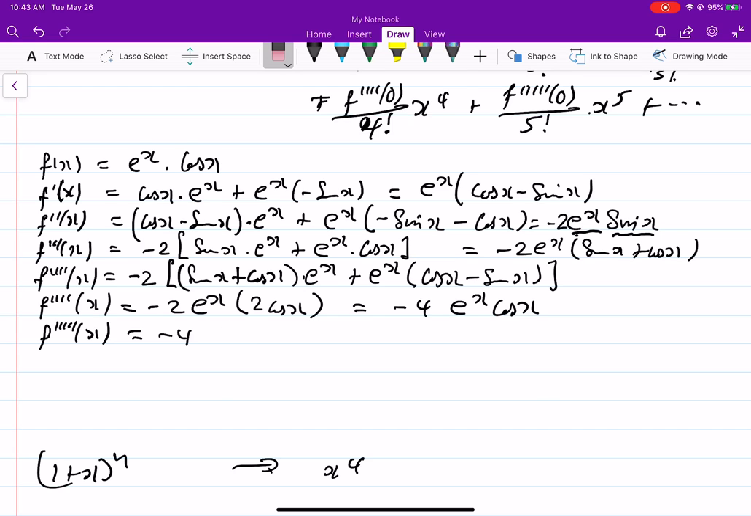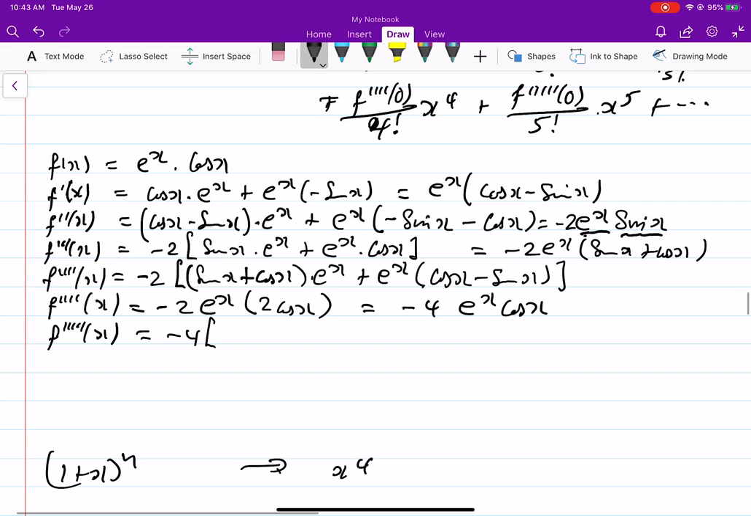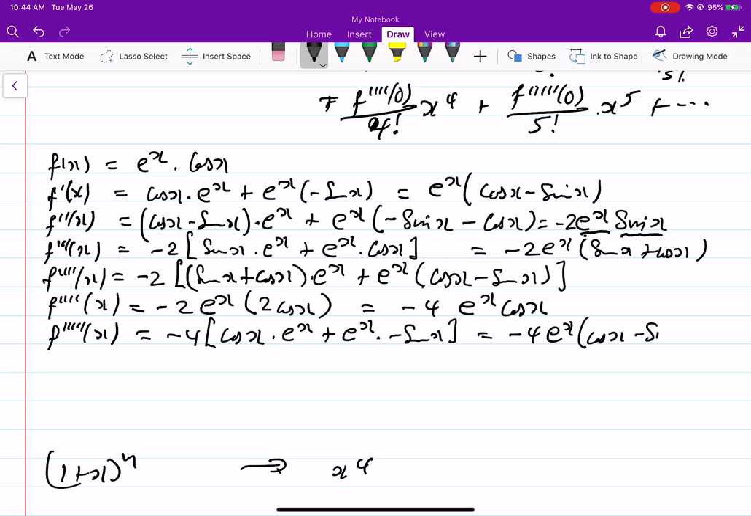Minus 4 into, hold the second one fixed, cos x, differentiate the first, plus hold the first one fixed, differentiate the second, minus sin. If I factor out the e to the x, I end up with minus 4 e to the x into cos x minus sin x. Alright, that's all the differentiation.